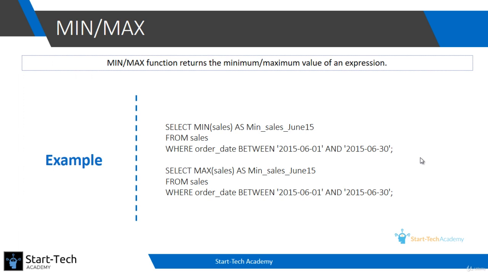Suppose you want to find out the minimum sales value that you had in the month of June 2015. To do that, you will need to select the minimum of sales value from the table where order date is between 1st June 2015 and 30th June 2015. Let us go and write this query.